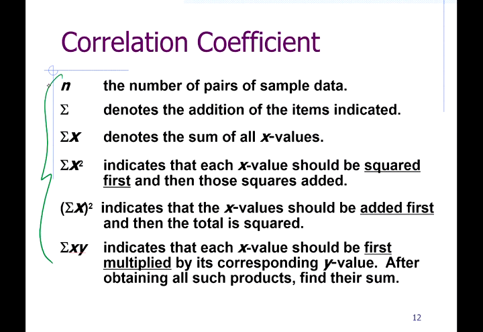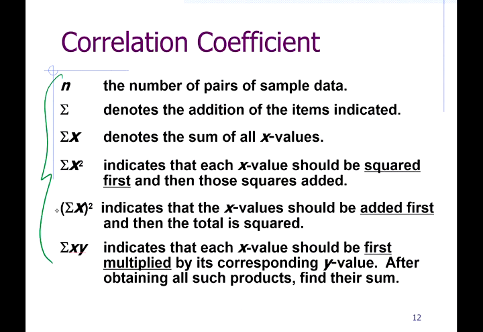There's the number of values. There's the sum of the individual values. There's the sum of the squares of the values. There's the squared sum of the values. And there's the sum of the products of those values.